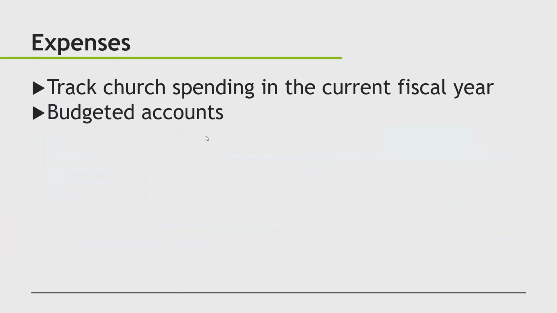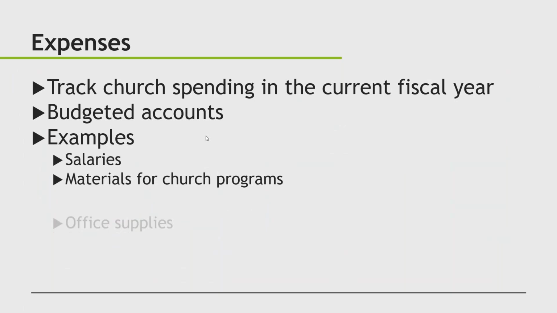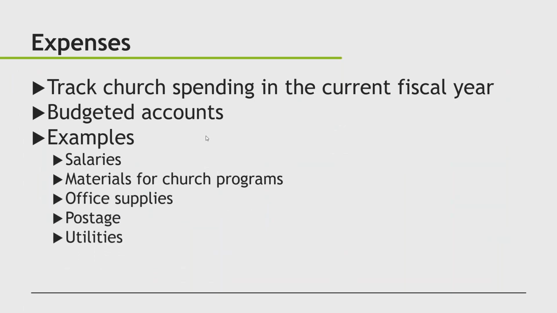And here, we have a few examples. So things like salaries. We have things like materials for church programs, office supplies, postage, utilities. The list really goes on and on. But I would say by far, for most churches, expense accounts are going to be what you have the most of because this is all the different things you might spend money on.